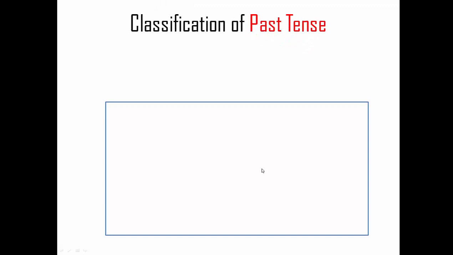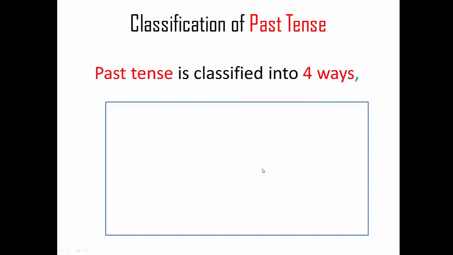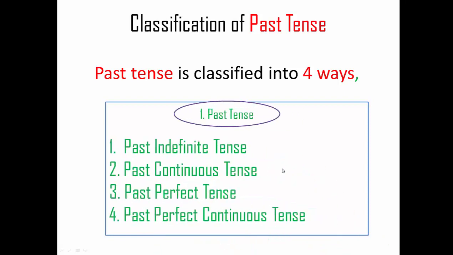Now, I will teach you the classification of past tense. Past tense is classified into four ways. Example: past indefinite tense, past continuous tense, past perfect tense, past perfect continuous tense.